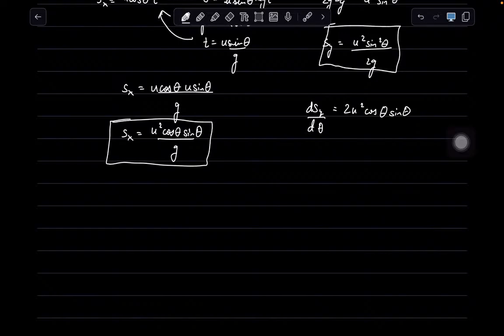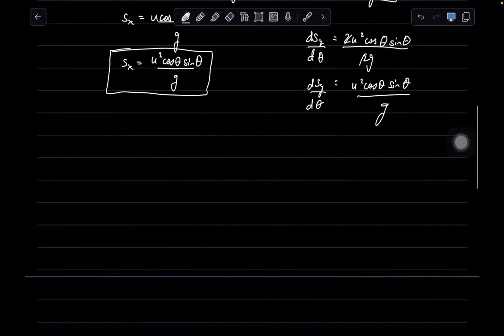I guess I'm right. Wait, oh okay, I made a tiny error. Alright, so we take the 2 down. Okay, wait, for sine square theta, we want to figure out the derivative of that. So that gives me a 2 sine theta cos theta. So I should get that, right? So 2 sine theta cos theta, and I divide it by 2g. So the 2s cancel off. So I pretty much just get that dSy by d theta is u square cos theta sine theta by g.